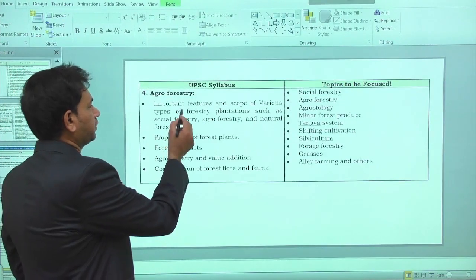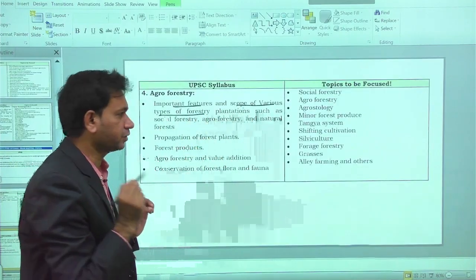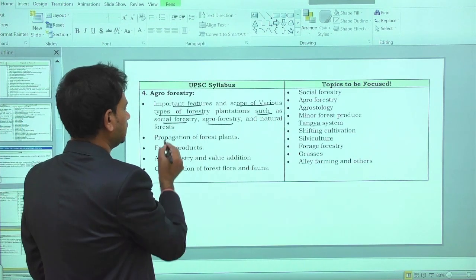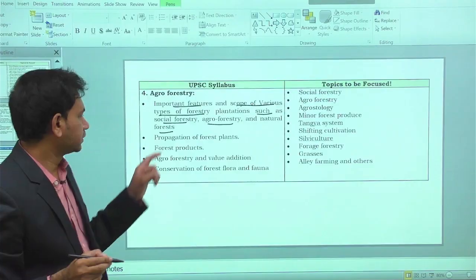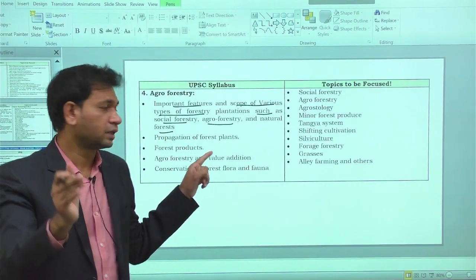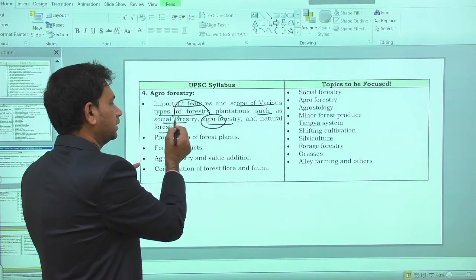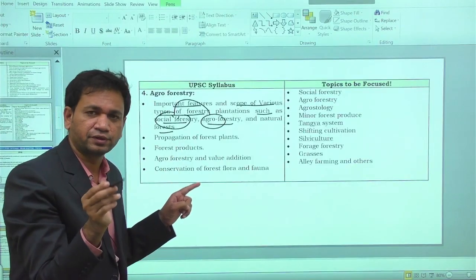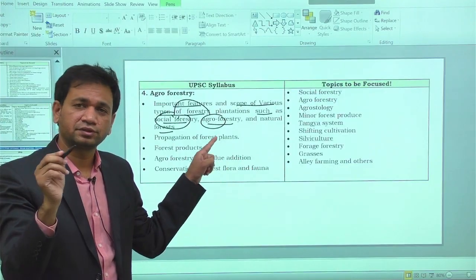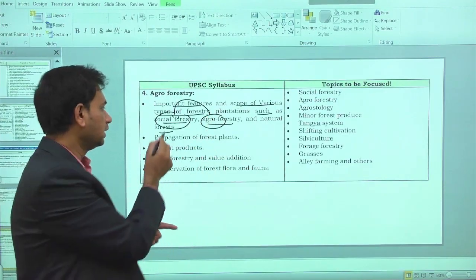In agroforestry we have the important features and scope of the various types of forestry and plantation, such as social forestry, agroforestry, and natural forestry. Social forestry means whenever you do plantation on any type of community land, it can be called social forestry, and agroforestry is one of the components of social forestry. Along with the forest species, cultivation of agricultural crops takes place. So agroforestry is one type of social forestry.